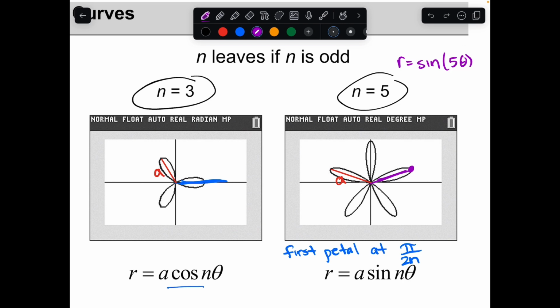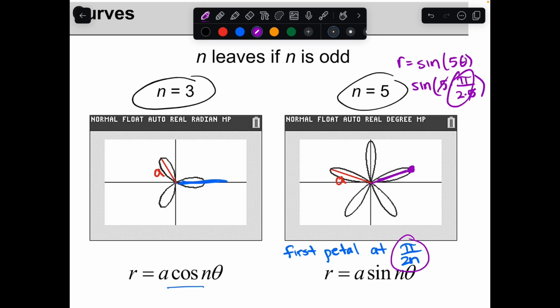Now, if I plug in pi over 2n, let's see what happens. It'll be sine of 5 times pi over 2 times 5. Now these 5s would cancel out, and what am I left with? I'm left with sine of pi halves, as in my maximum value of sine. So I get the farthest point away, the tip of the petal, when I maximize sine. And the first time that occurs is at pi over 2n.